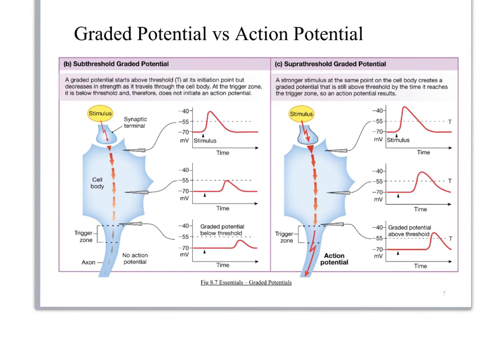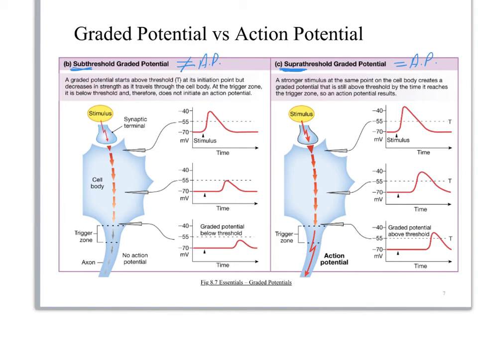All right, and in this picture, we're showing a sub-threshold graded potential, which means it will never generate an action potential. Over here, this is a graded potential that will be able to generate an action potential. Okay, let's look at why.